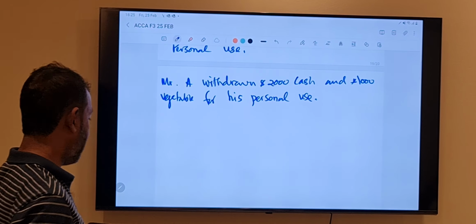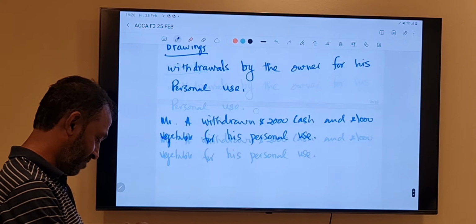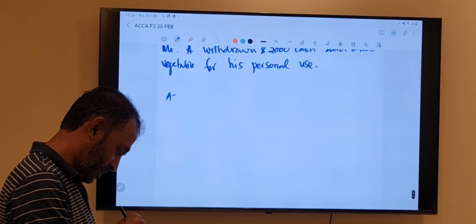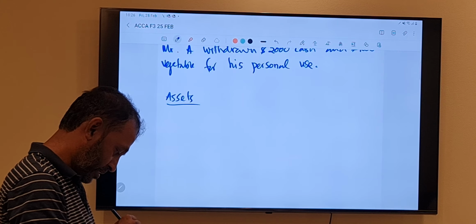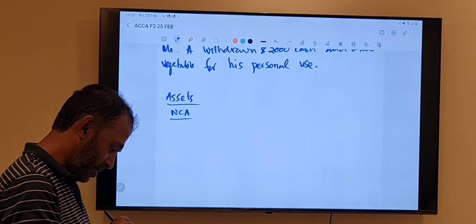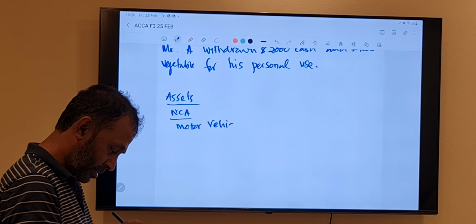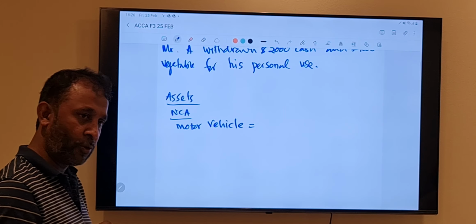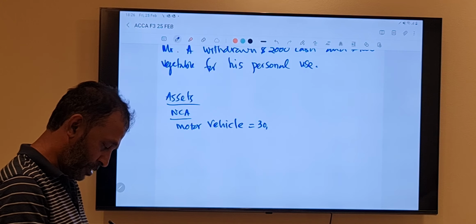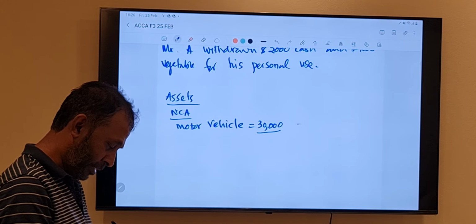Now let's rearrange the equation. Assets, non-current asset, motor vehicle. How much motor vehicle? 30,000. No change, so I take the subtotal.